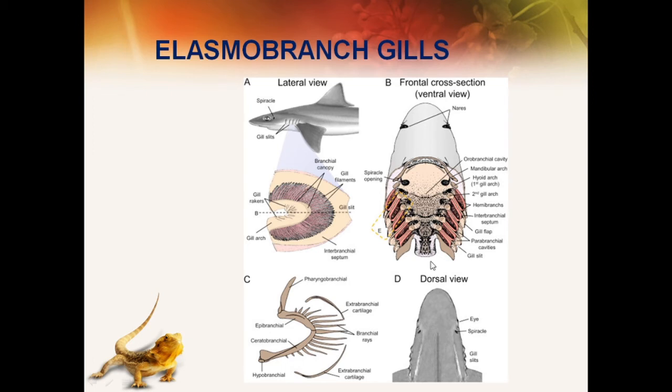Now we will see the mechanism of respiration. Each gill lamella has extensive blood capillaries which receive venous blood via afferent branchial arteries, and after purification this blood passes out through the efferent branchial arteries or epibranchial arteries. These all epibranchials open into the dorsal aorta during purification of blood.